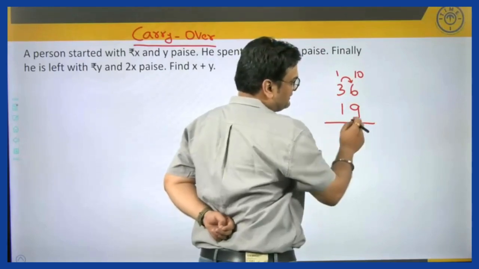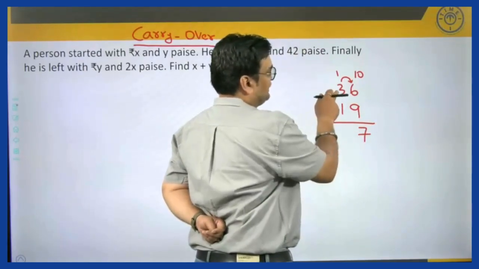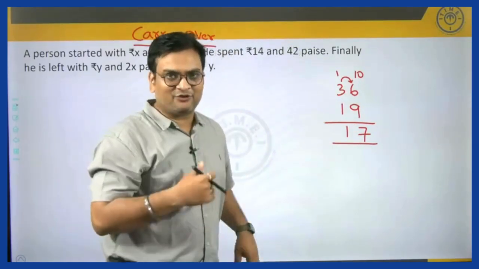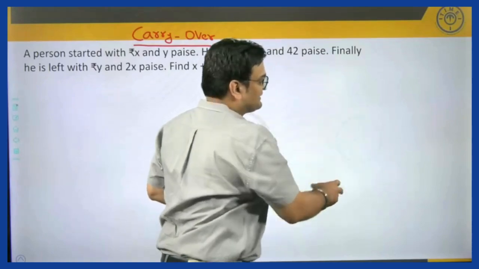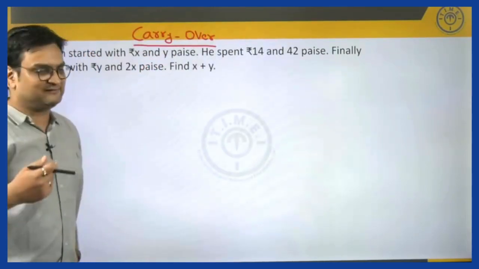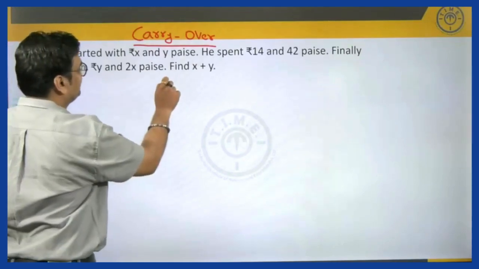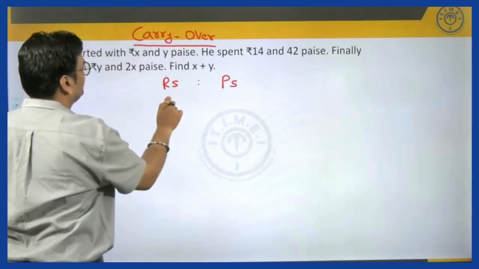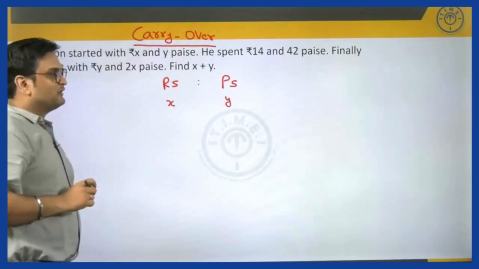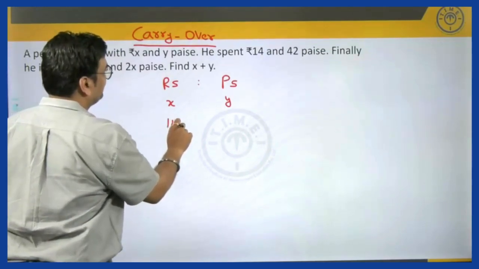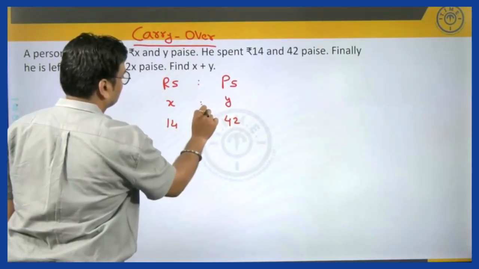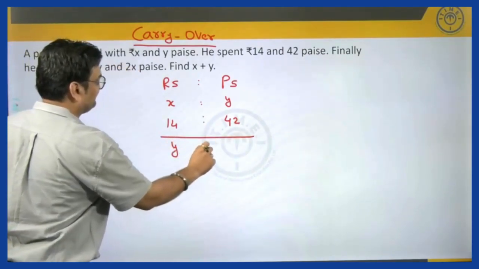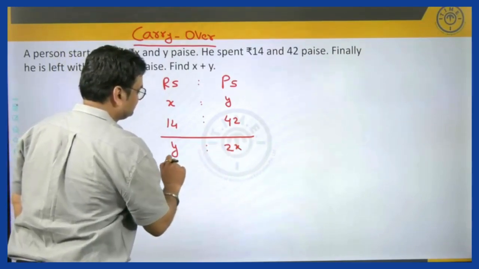10 plus 6 is 16. 16 minus 9 can be done. Now from here we have taken 1, so it will become 2. 2 minus 1. This is how we do it, right? I am sure all of us know this. Now a similar concept will be used here also, carry over. So what is the amount he started with? He started with X rupees and Y paise. How much did he spend? 14 rupees 42 paise. How much is he left with? He is left with Y rupees, 2X paise. Correct?